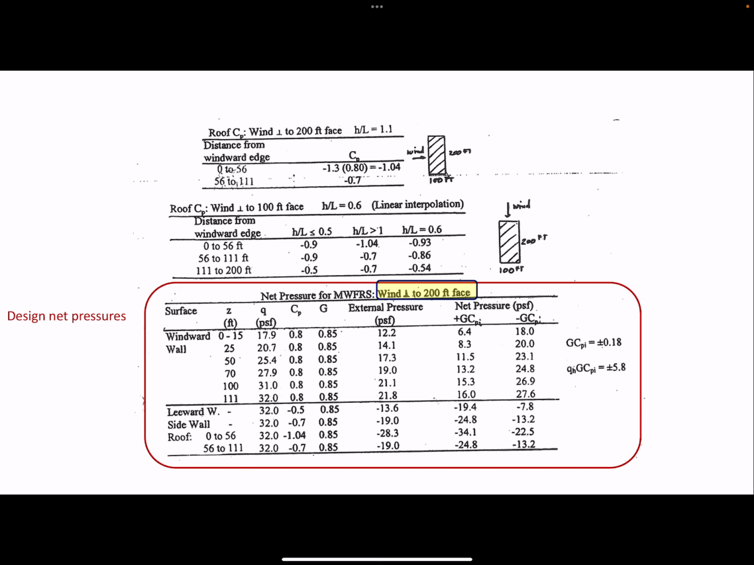This is a little bit confusing because this table has these listed as plus GCPI, minus GCPI. What these values are really showing is the net pressure. So we're taking the external pressure and subtracting the case of positive internal pressure, right? So the positive internal pressure is the 0.18 times 32. So 12.2 minus that is 6.4. The case of negative internal pressure, 12.2 minus negative 0.18 times 32 gives you 18. So that's how those values are calculated.